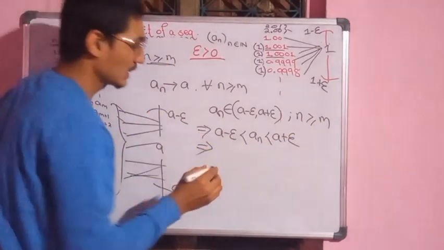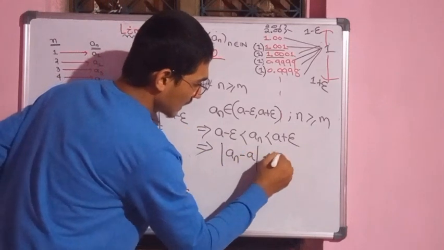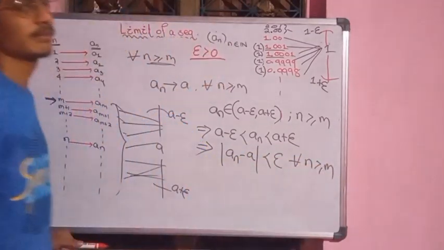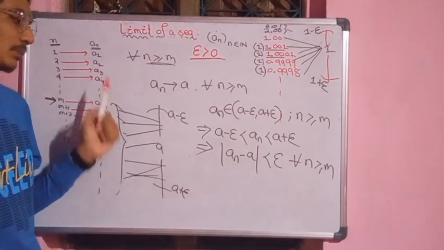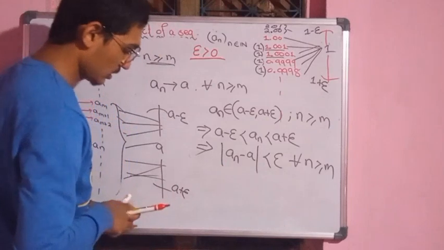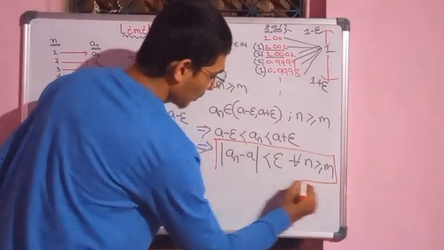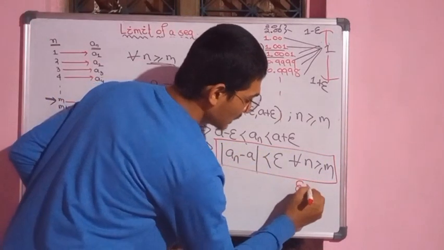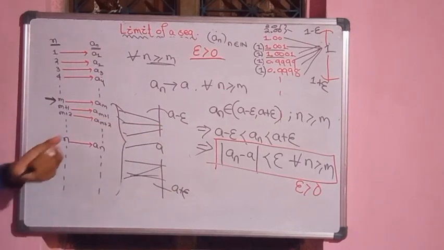In absolute value, I can write mod of a n minus a is less than epsilon for every n greater than or equal to m. Understood? So when will I say my sequence is convergent? If mod a n minus a is less than epsilon for every n greater than or equal to m. And what is my epsilon? Epsilon is any positive number. Understood? And when will I say my sequence is divergent?